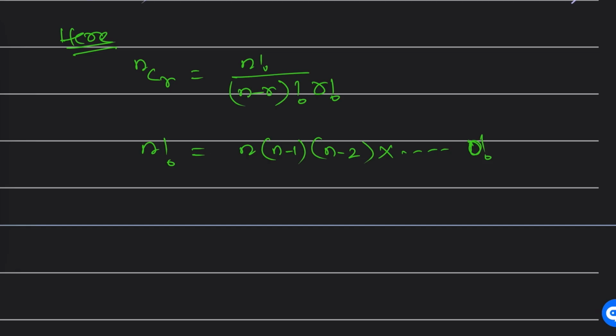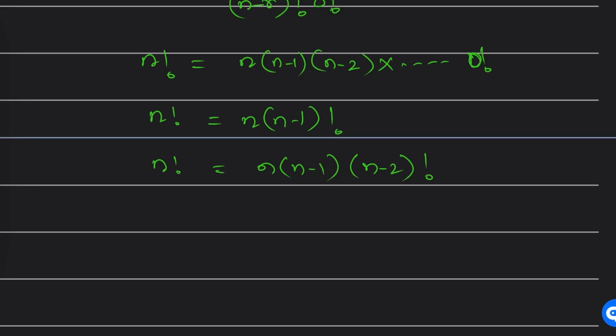Now, sir, you can write like this also. n factorial can be written as n into (n minus 1) factorial. Means you can keep it somewhere also. n into n minus 1. You can decrease. Until you are not getting 0, you will write factorial only. That's it. So n factorial can also be written like this: n into n minus 1 into (n minus 2) factorial. Means until you are not getting 0, you will write in factorial form only, right? So you got this factorial form.